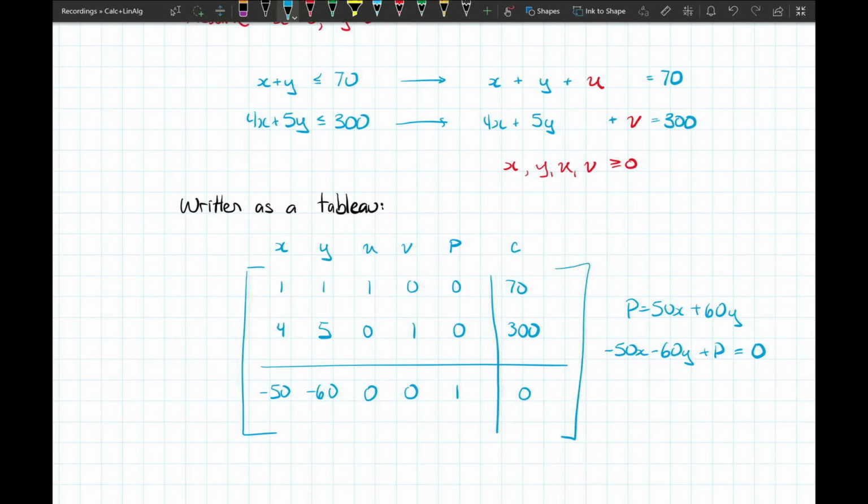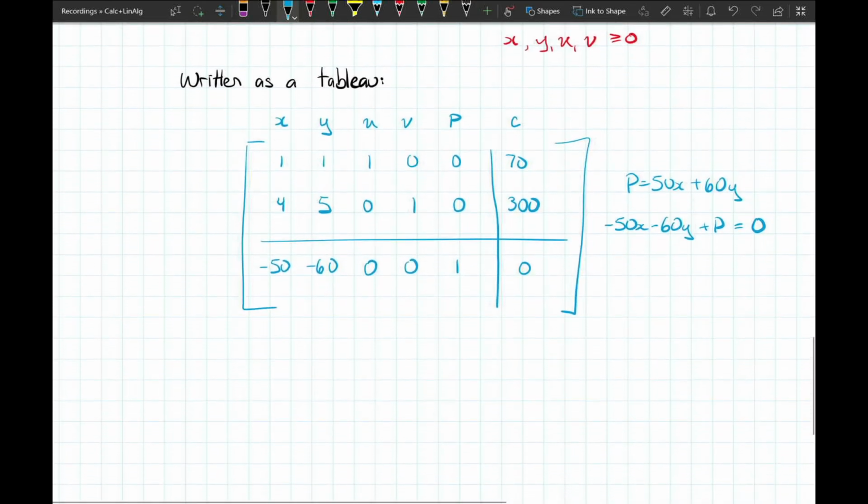And this is called a tableau. More specifically, we call it a simplex tableau. And we'll be taking a look at the simplex method shortly in another video to find out how we solve this. But it's important to know how we rearrange everything in this table.